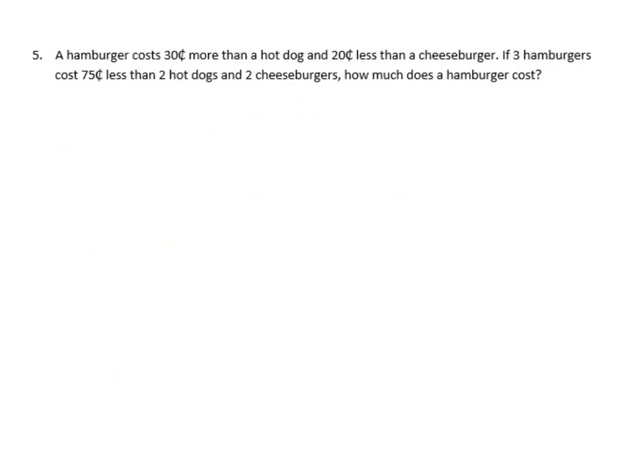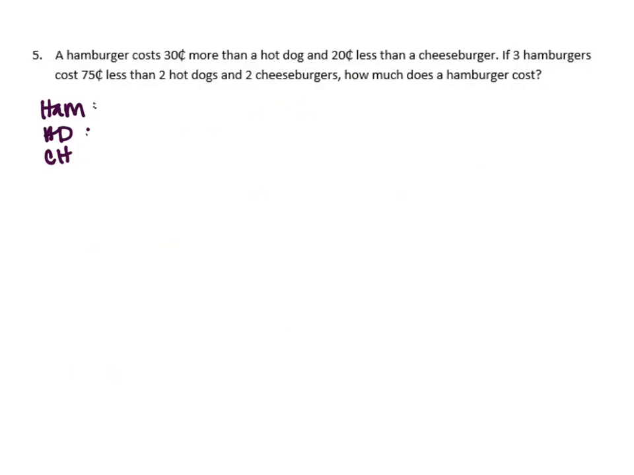And the 3 things that we don't know are the hamburger, the hot dog, and the cheeseburger. So I'm going to shorthand hamburger, hot dog, and cheeseburger by saying ham, HD for hot dog, and CH for cheeseburger.